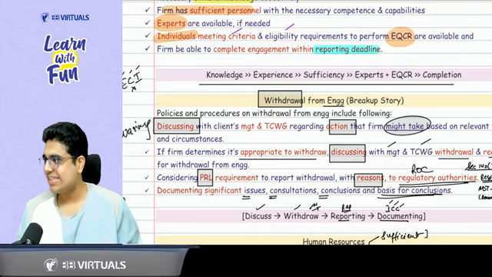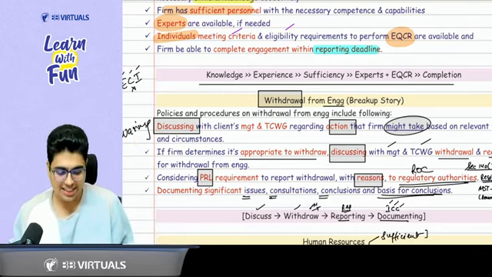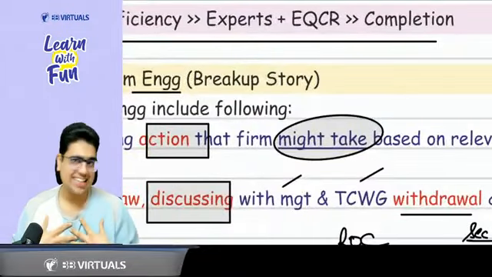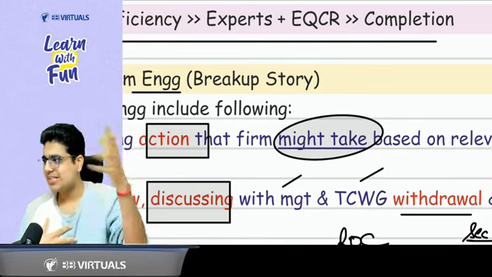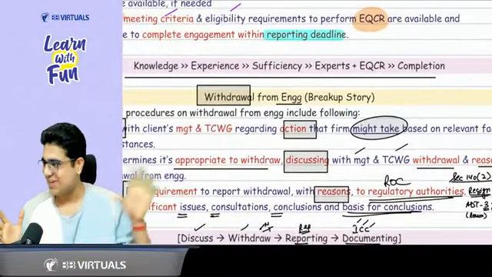So don't you think this is the same thing happening with it? That first of all, you are giving the warning that the action that the firm might take. Yes, sir. And if the other person doesn't improve, then you withdraw. Then you do the breakup. You say breakup. I want to break up.